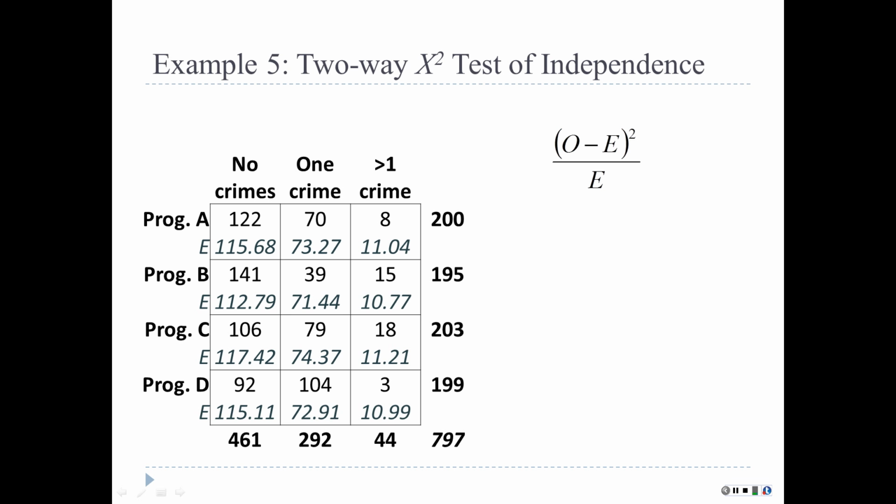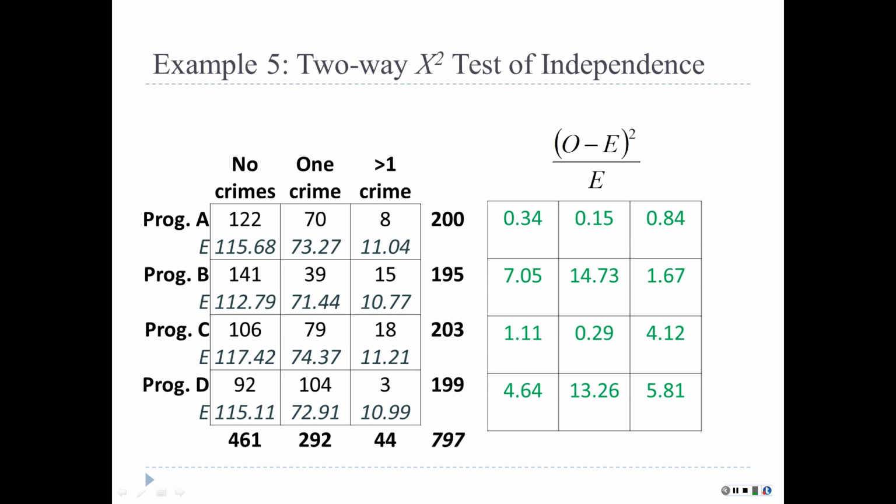So we can figure out for each cell, observed minus expected squared divided by expected. This is the same as the one-way chi-square. And so we can get those values. So observed minus expected, that, squared divided by that. So 122 minus 115.68, whatever that turns out to be, square that, divide it by 115.68. This is a very small value. So this chi-square component is 0.34. This is small, 0.15, 0.84. Now this is big, 14.73, and that's that big difference right there, one crime for program B.